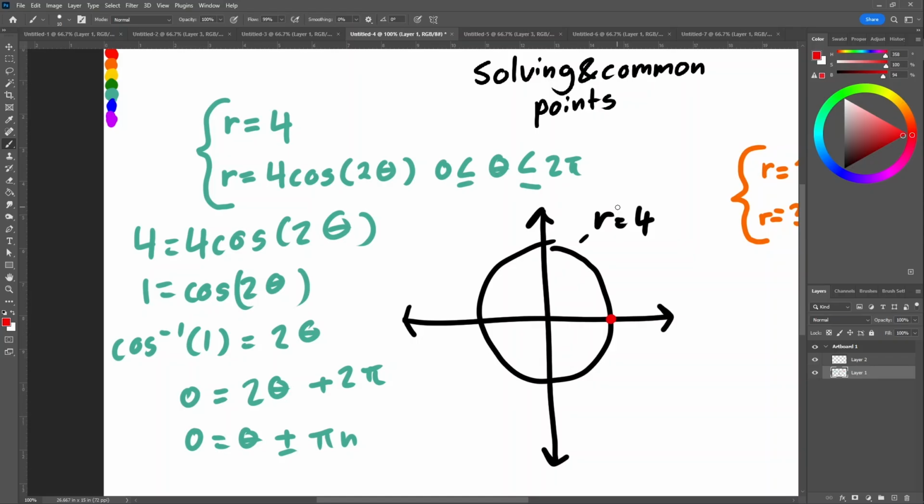If we go to pi over 4, which is just good to check, pi over 4 times 2 is equal to pi over 2. Cosine of pi over 2 is equal to 0. 4 times 0 is 0, so we get a point over here.